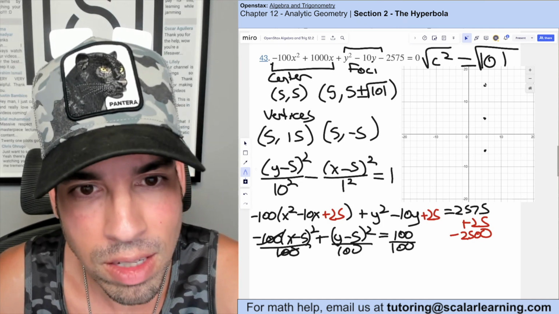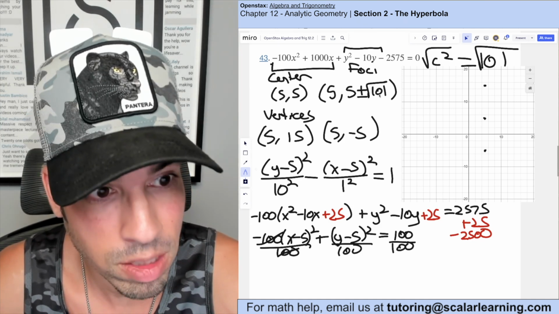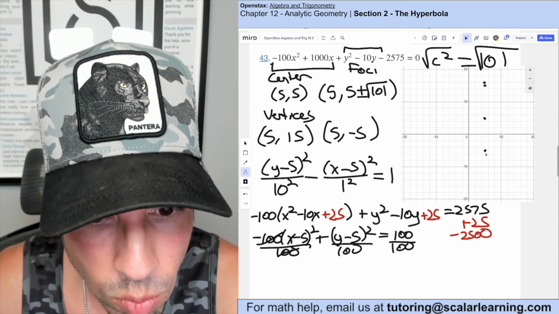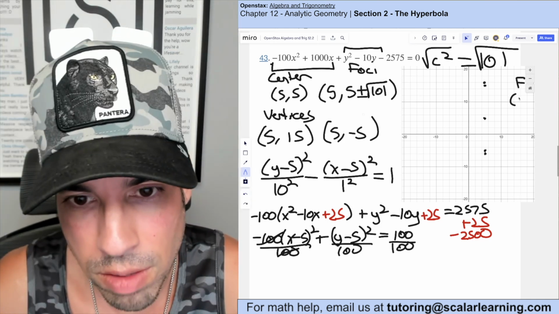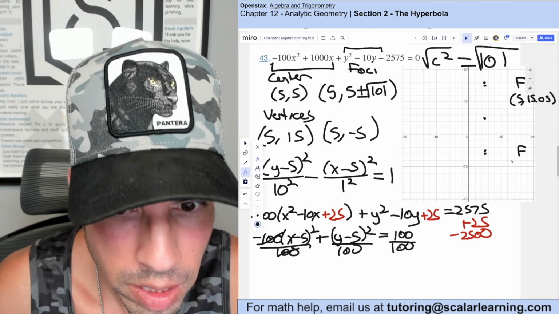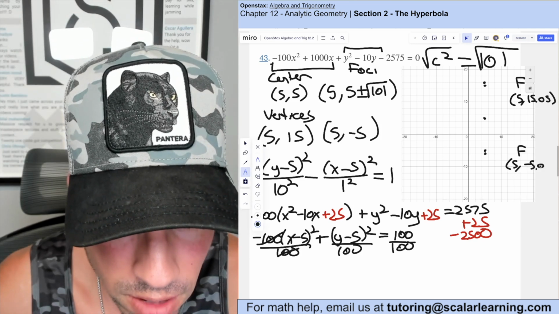Now, that's going to be so close because that's approximately 10. It's really close to 10. So the foci are going to be right above and right below the vertices, approximately. And we can say the foci are roughly 5, 15.05, and 5, negative 5.05.